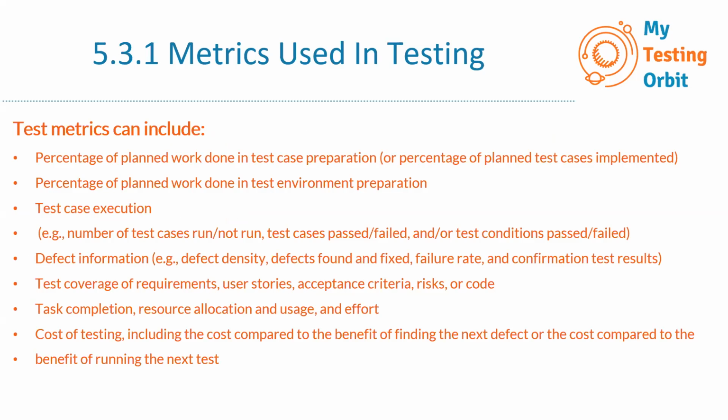Okay, so now let's go through what test metrics can include. Test metrics can include, of course, much more than these as well, but these are the common ones. So first of all, percentage of planned work done in test case preparation, or percentage of planned test cases implemented. This can be one metric which will identify how much work is done, like how many test cases we have prepared, and maybe we can compare it with the requirements in order to get the traceability. So this will give us a good measure of whether there are any gaps or not.